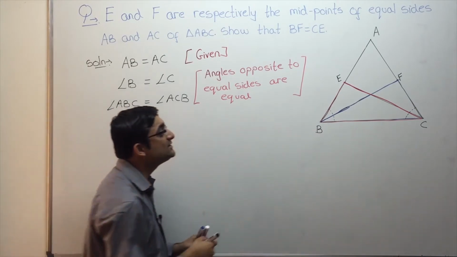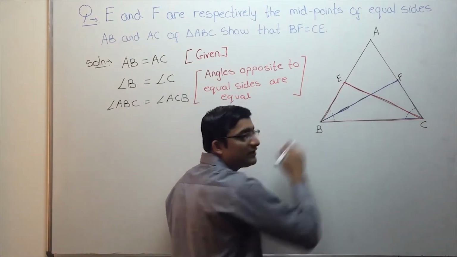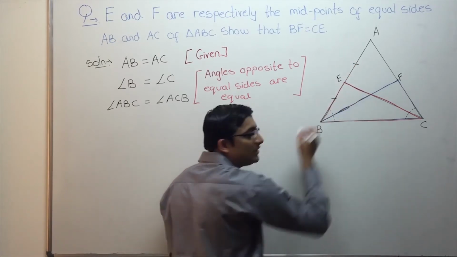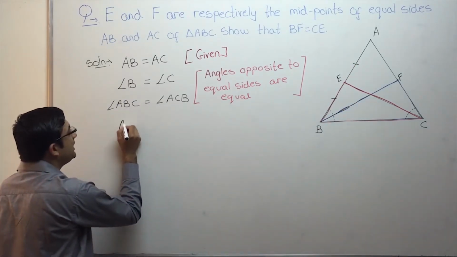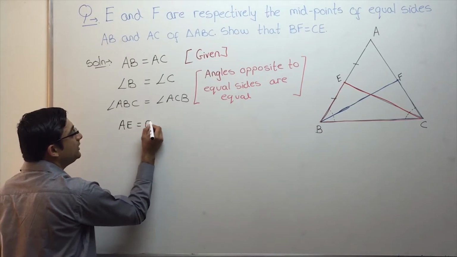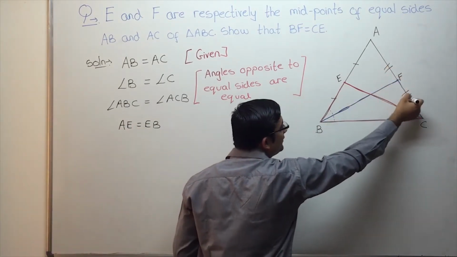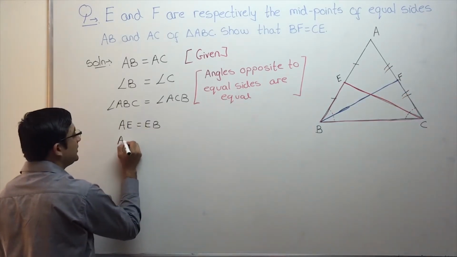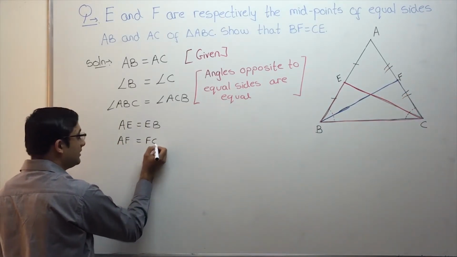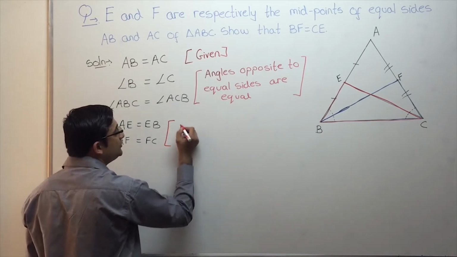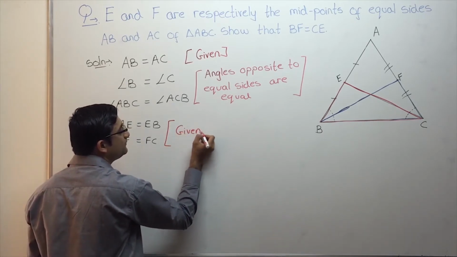Next, what is given to us? E and F are midpoints of AB and AC. Since E is the midpoint of AB, that means AE is equal to EB. So I'll mark over here, AE is equal to EB. Similarly, F is the midpoint of AC, so AF is equal to FC. Again, this over here is given to us. Why? E and F are midpoints. So you can write over here, given.